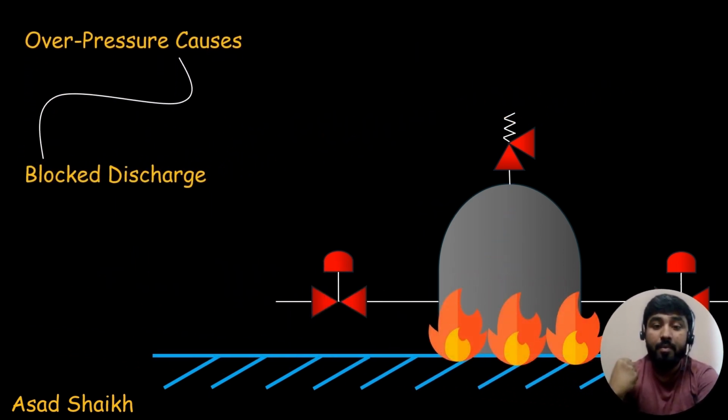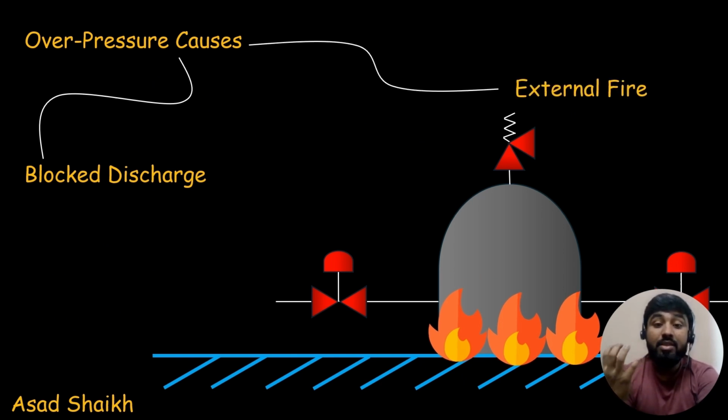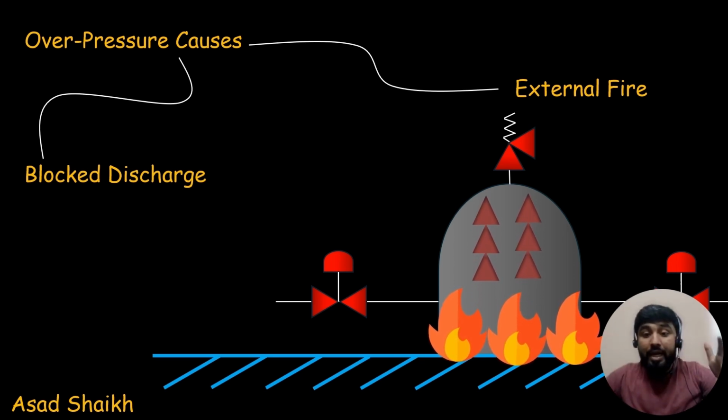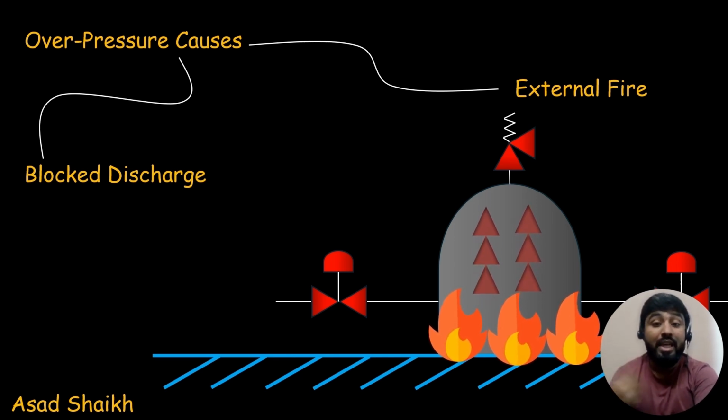Similarly, there could be another case also. This is a case called external fire, which is a very common case. What happens here is if there's an external fire and the equipment catches fire, the fluid inside the equipment is also going to feel the heat, and because of that it is going to expand, and once it expands, the relief valve has to relieve the excess pressure out. So this is called an external fire condition.